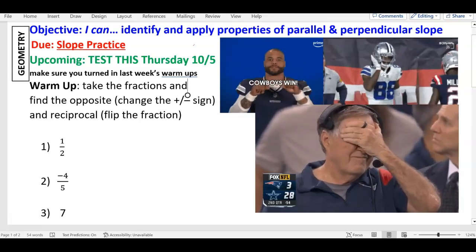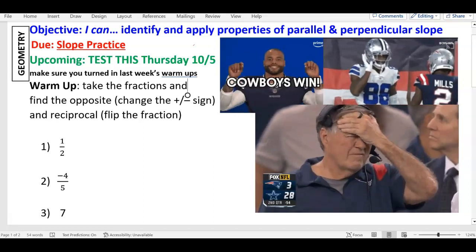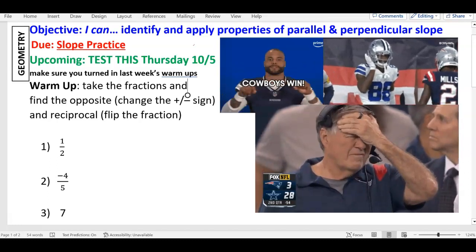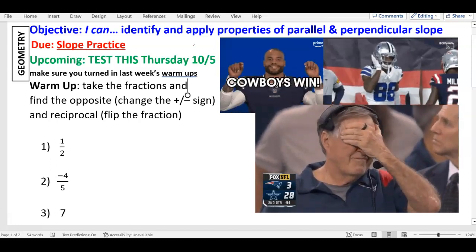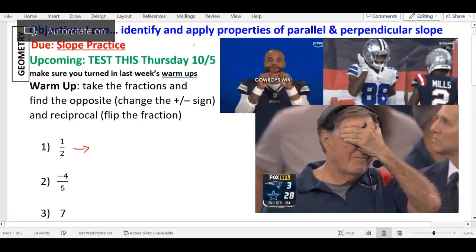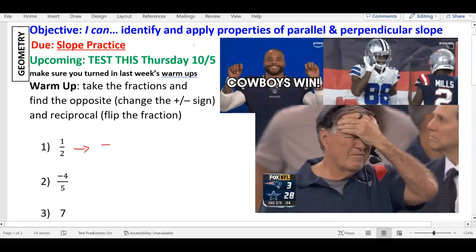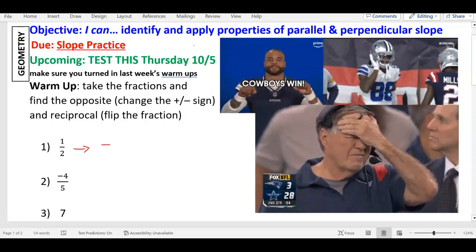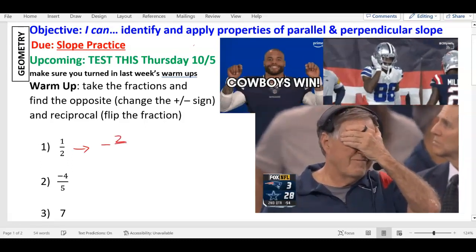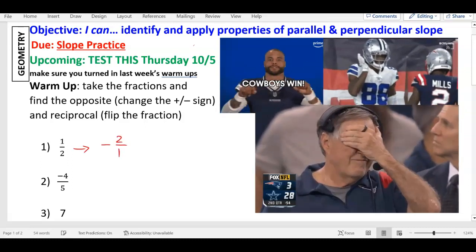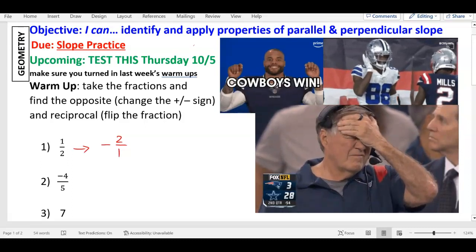So you should be able to take each of these and change the sign, flip the fraction. So is this first one positive or negative? Positive. So it's going to turn into what? Negative, right? So here we go. 1/2 turns into negative. And when you flip it, what's it going to be? 2 over 1.